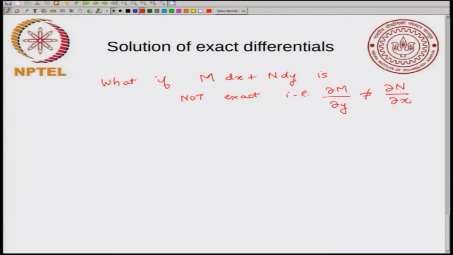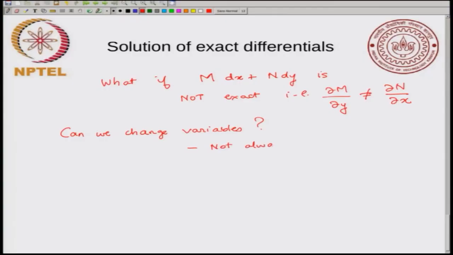Okay, so now there are two things to do. One is, can we change variables? Sometimes you are able to find some tricks where you suitably change variables, and suddenly you get the solution. Okay, so this is not always reliable, it might not be possible. So you just have to see whether you can change variables and get to this.